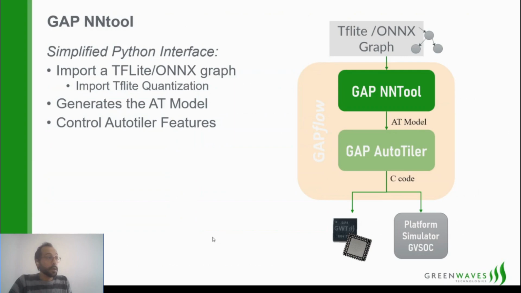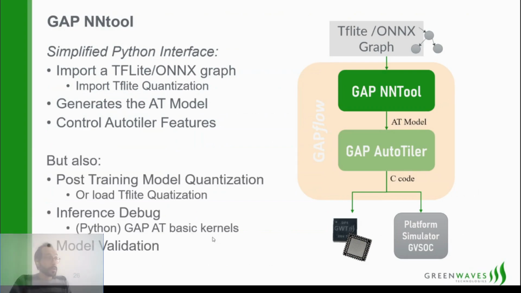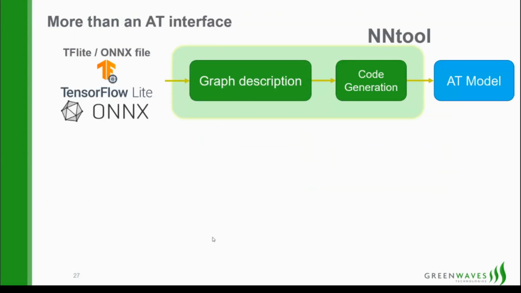So you can explicitly say how much memory you would like your algorithm to run on. But it also has other features like post-training quantization or loading of the statistics from a quantized TF Lite, and some commands for debugging. So how you can debug basic kernels, and also how you can validate the model against the inference that you have on a PC.